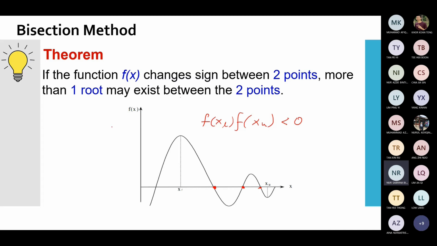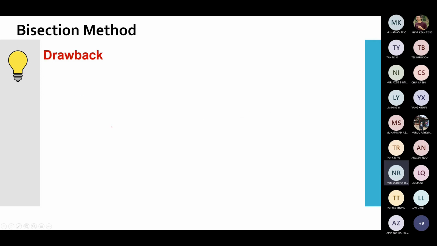In this method, we usually use the iterative formula in order to determine the shorter distance of the point. Okay, now the disadvantages, the drawbacks of this bisection method. Let's see what the drawbacks of this method are. First is slow convergence.